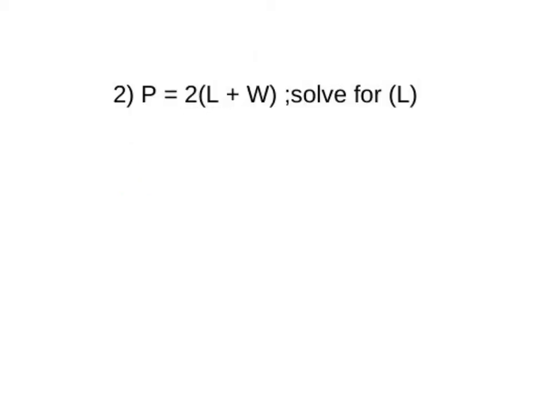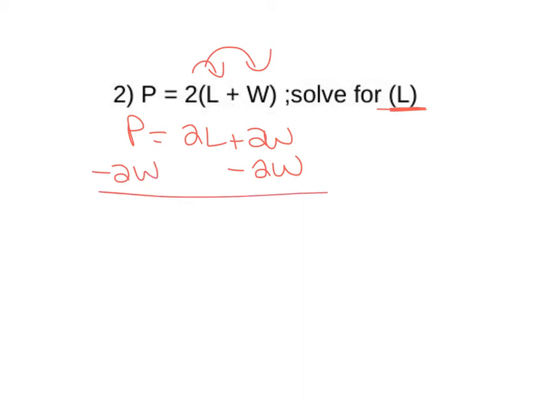Okay, p equals 2 times l plus w. But today we're going to solve for l. So think about what we did. When we have this distributing property here, before we get into the l and w, we do need to take a second to distribute and get our terms separated. And once we get to this point, now we can start using our inverses. So if you see this plus 2w, we're going to subtract 2w from both sides. That's going to leave us with p minus 2w. That's going to equal 2l. And we're going to divide by 2.